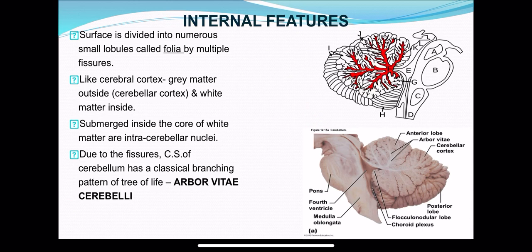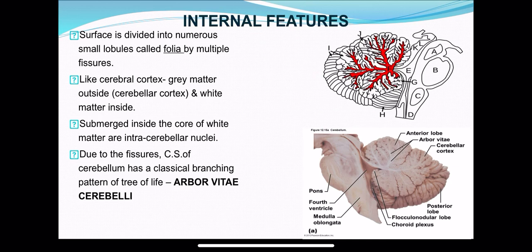Coming to internal features now. We have done with the external features. Moving on to internal features. The surface of the cerebellum is divided into numerous small lobules called folia by multiple fissures. So when you come to the dissection hall, you'll find that the surface of the cerebellum has a lot of small tiny fissures, shown in the picture below. These small fissures will divide the interior of the cerebellum into small leaf-like structures known as folia. The external small fissures will divide the internal structure into small folium.